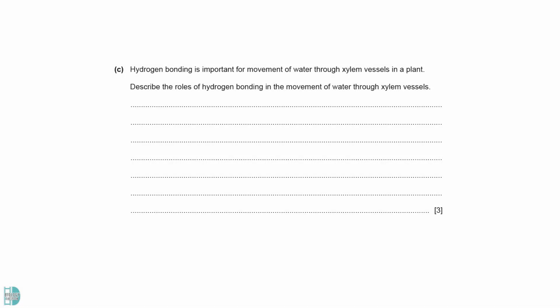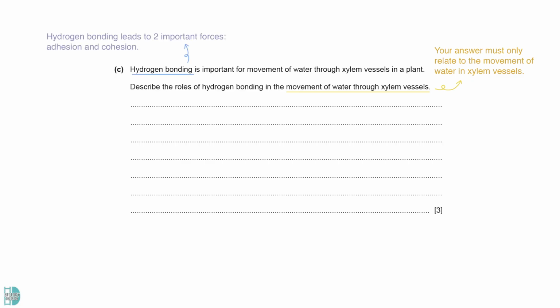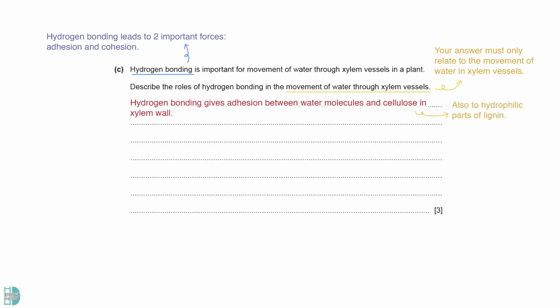C. Describe the roles of hydrogen bonding in the movement of water through xylem vessels. This question specifically asks about the movement through the xylem vessels. So, your answer must only relate to this. Hydrogen bonding leads to 2 important forces, adhesion and cohesion. Adhesion results from the hydrogen bonding between water molecules and the cellulose cell wall. It can also occur with the hydrophilic parts of lignin in the cell wall of xylem vessels.